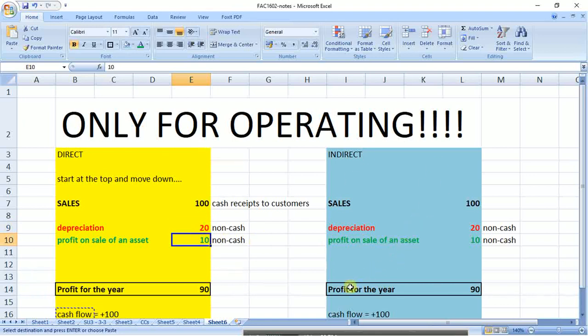With this one, I start here. Start with 90. Okay, so if I'm starting with 90, I want to get back to what's cash. This is non-cash, take it out. This is non-cash, take it out. Yeah. Process and adjustments. Yeah, and that's so important.